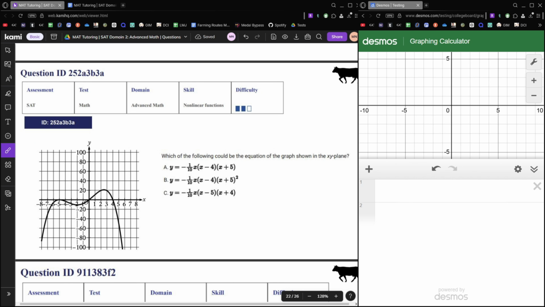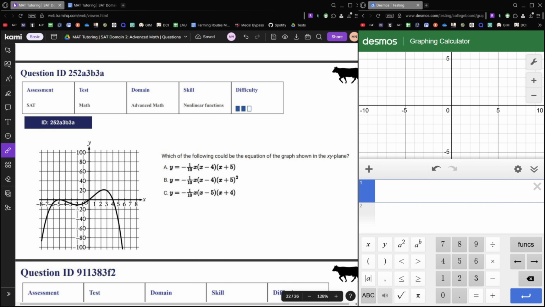Slide number 22. They give us a graph and want us to match it to one of the equations. This one's going to be pretty straightforward. You just have to type in all of the equations until you get a graph that matches. Let's go ahead and start off with A.